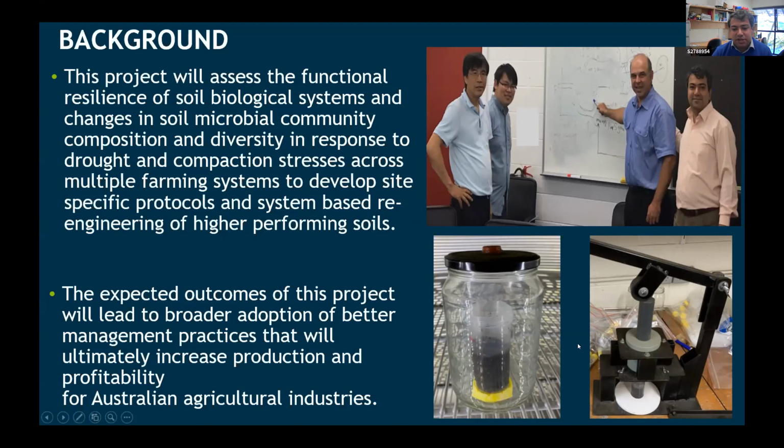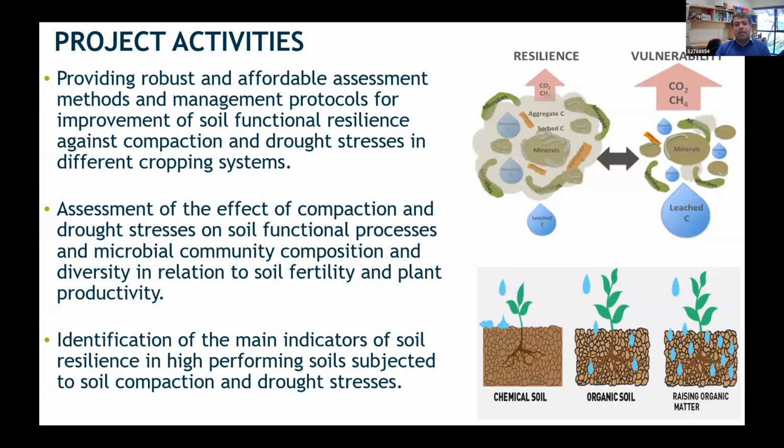For example, you see here, we have a jar that we put the soil in, and we use our compactor machine to compact the soil to different compaction levels. We also introduce different roots to the samples, and we look at their functionality. So these projects try to develop different assessment methods and management protocols to improve soil functional resilience against the stresses.